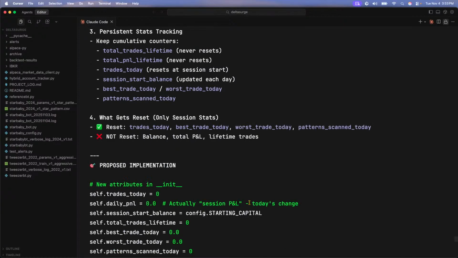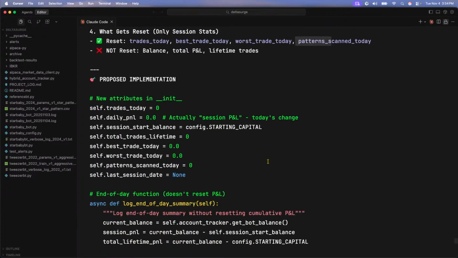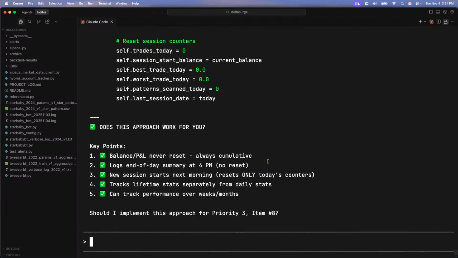Get what to reset only, not reset the balance. Reset trades today, best trades today, worst trades today, and then pattern scan today. Okay, proposed session functions. All right.